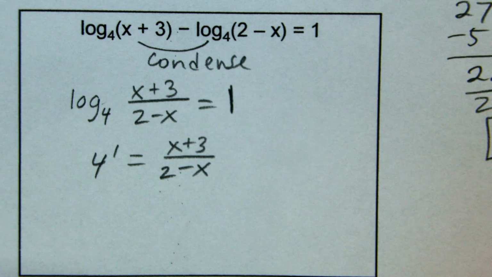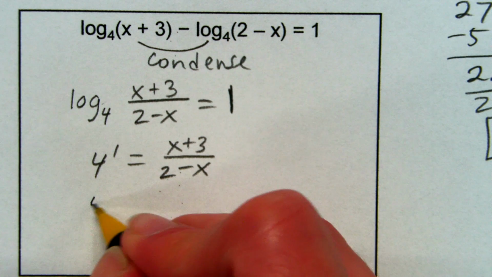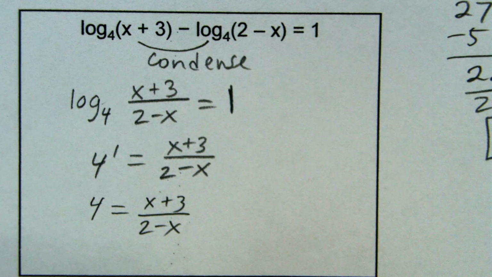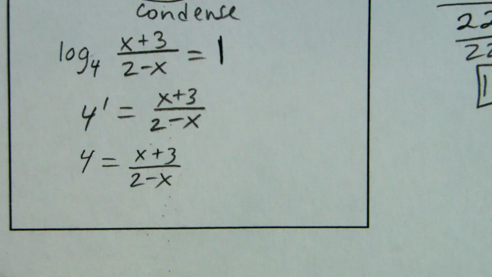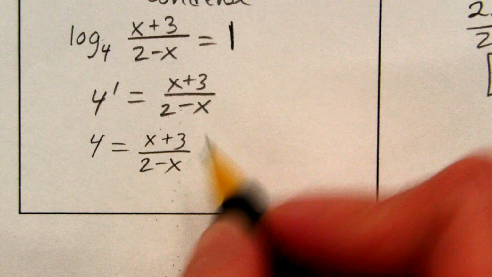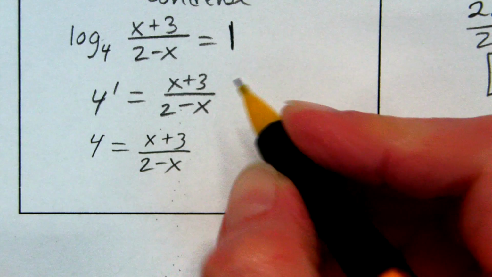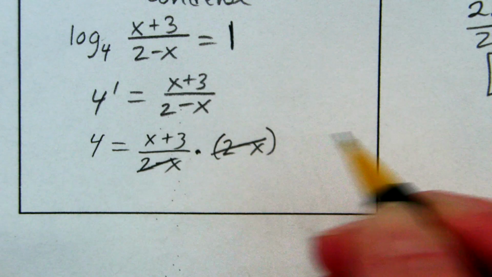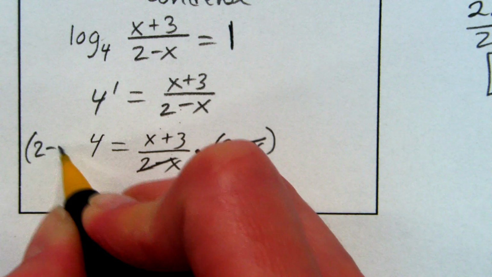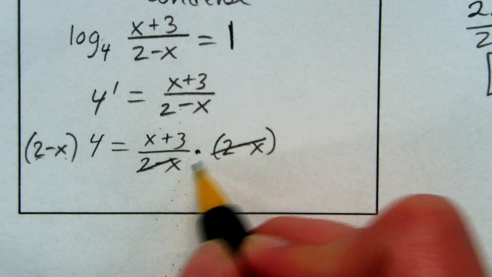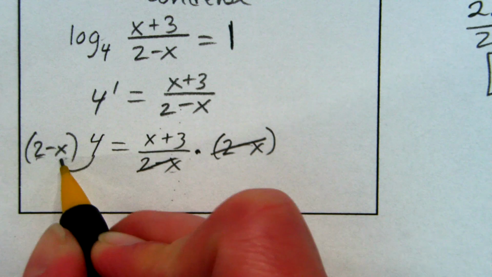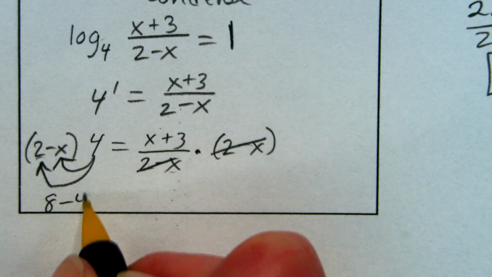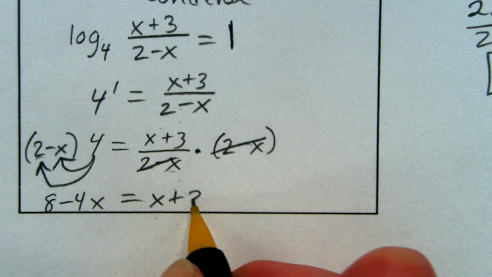So 4 to the first is just 4. So if you want to take a moment and rewrite that again, you can, or you could just leave it. I'm just trying to be thorough. Okay, so then we have to get the 2 minus x out of the denominator. So we're going to multiply both sides by the quantity 2 minus x. So I did the right side, and I'm going to do the left side. And I put that in parentheses so that I will remember to distribute the 4 to both of those terms. So I will get 8 minus 4x equals x plus 3.